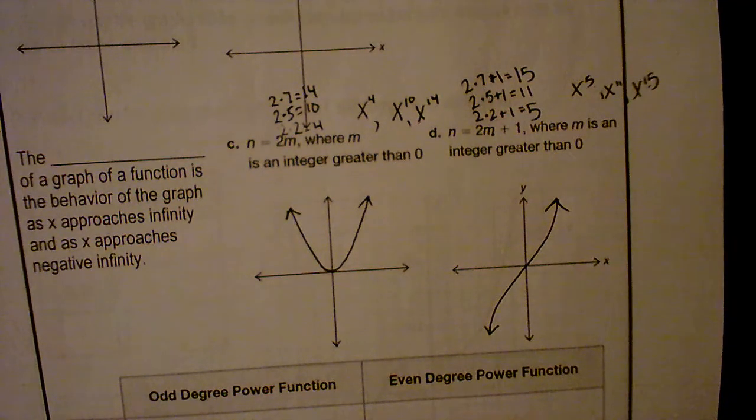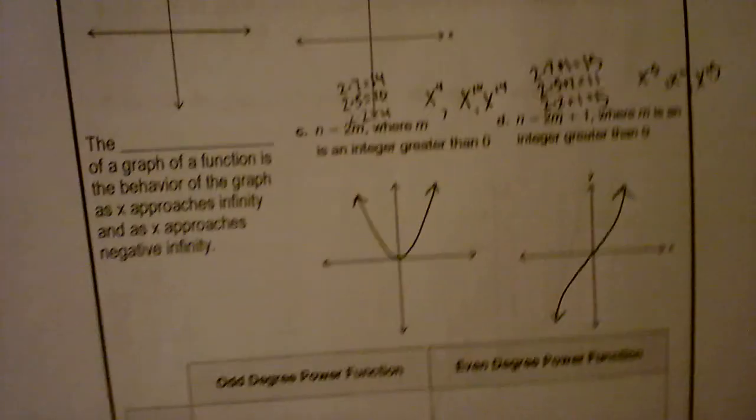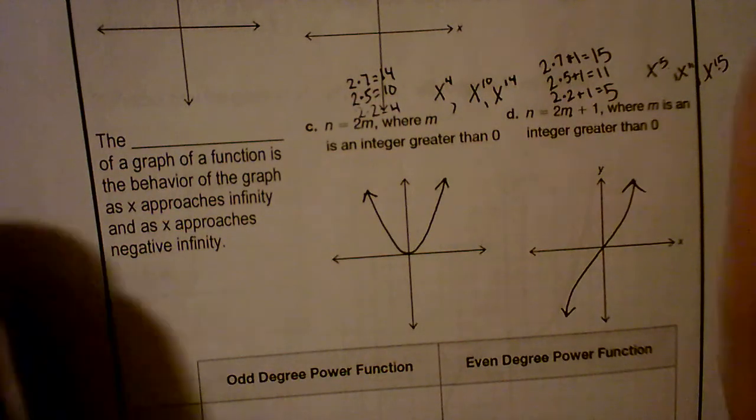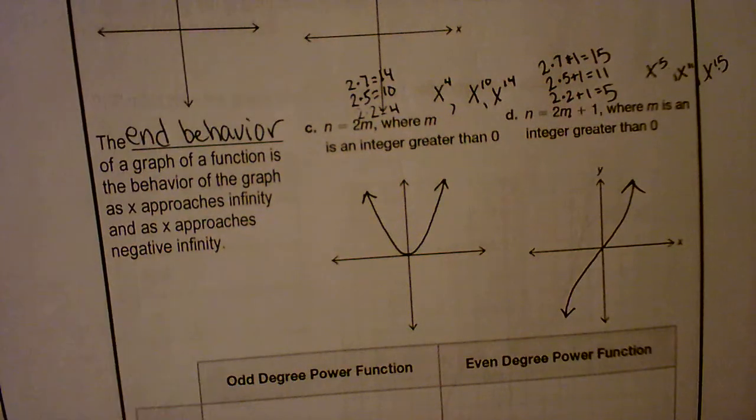Alright, next vocab word over here, the blank of a graph, and that one there is end behavior. End behavior of a graph or a function is the behavior of the graph as x approaches infinity and as x approaches negative infinity.